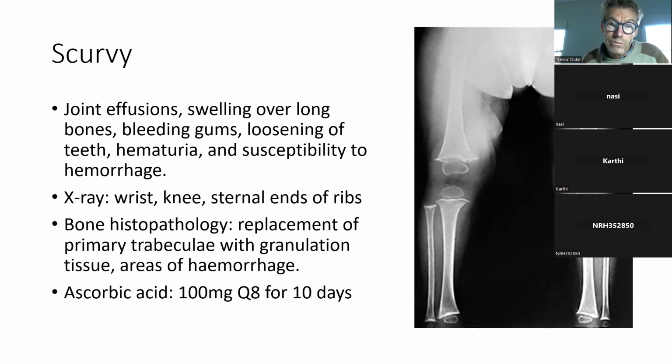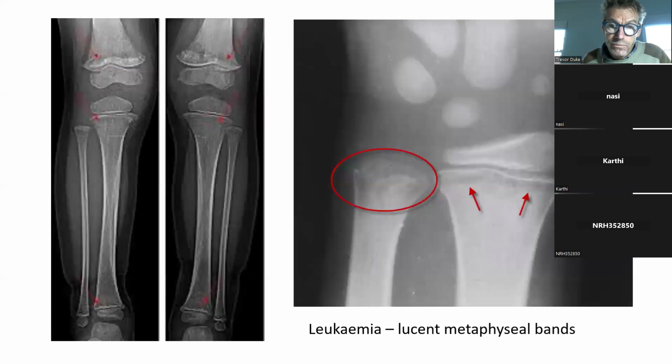The good thing is that within a few days of starting treatment, these children get better. You just need to put them on vitamin C, 100 milligrams 8 hourly for 10 days. You can buy that at the commercial pharmacies, or maybe the hospital pharmacy has it. But it's well worth thinking about scurvy in children and taking a really good dietary history.